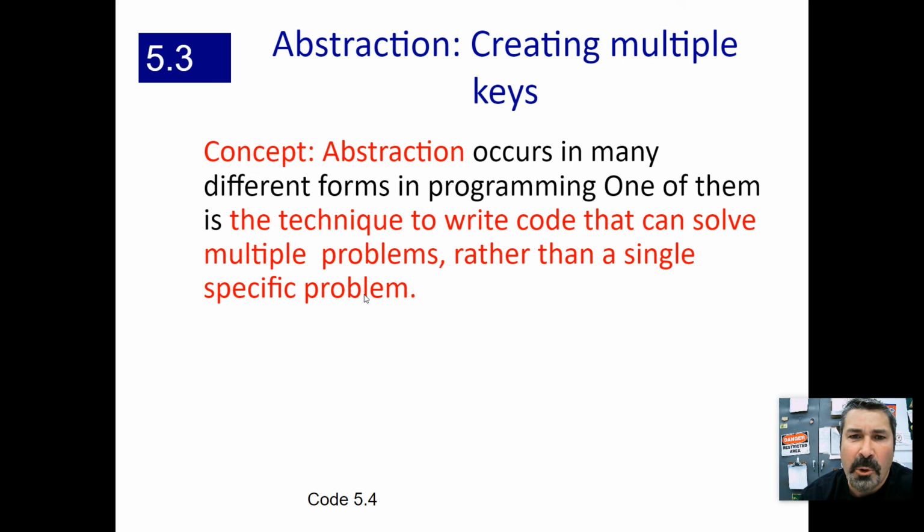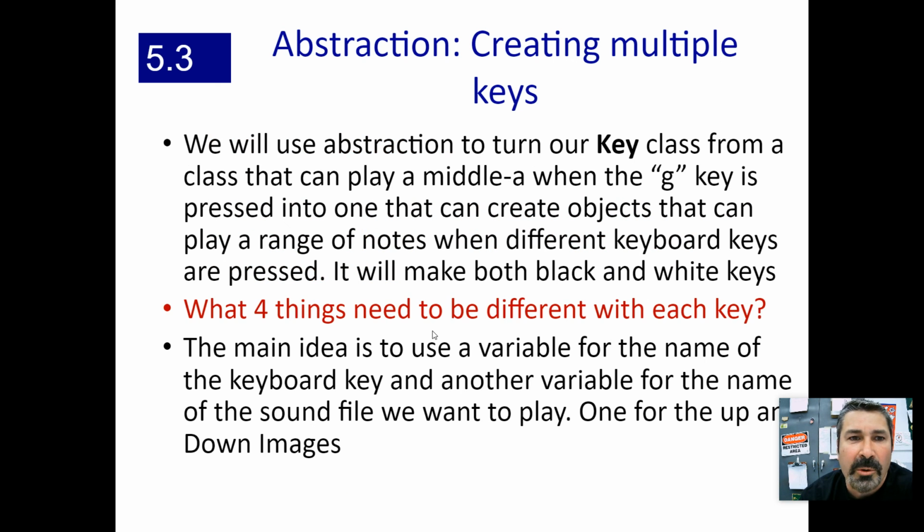So I want you to fill this in. Abstraction occurs in many different forms in programming. One of them is the technique to write code that can solve multiple problems rather than a single specific problem. Just like one key class that can play lots of different sounds when we press different keys on the keyboard.